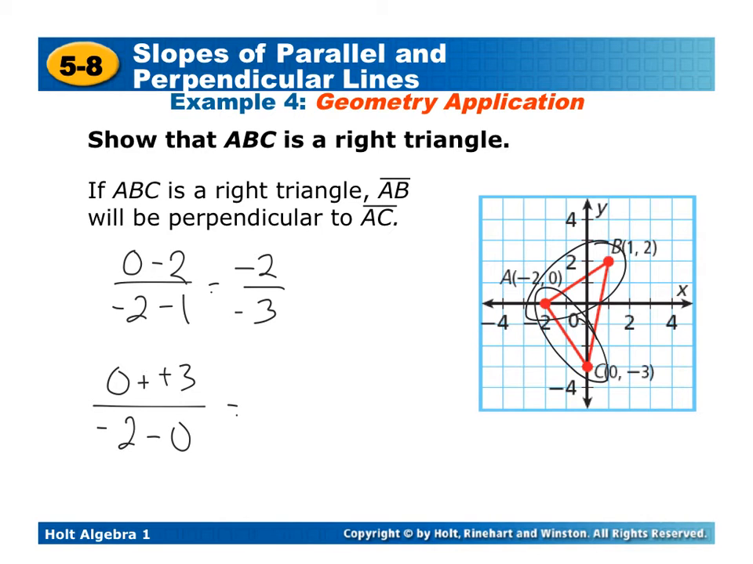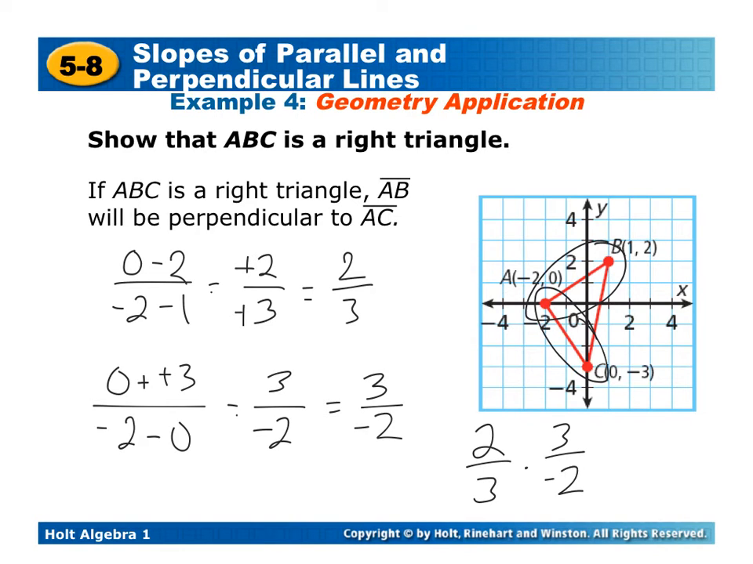So this becomes 3/-2. Well, here, because both of these are negative, the final slope here is 2/3. The final slope here is 3/-2. So we can prove that by taking 2/3 and multiplying it by 3/-2, which gives us 6/-6, which is -1, showing that they are in fact perpendicular. So it is a right triangle.